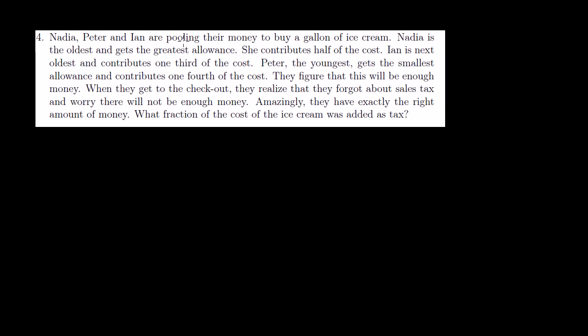Nadia, Peter, and Ian are pooling their money to buy a gallon of ice cream. Nadia is the oldest and gets the greatest allowance. She contributes half the cost. So Nadia is contributing half the cost. So that is Nadia right there. Ian is next oldest and contributes 1/3 of the cost. So Ian contributes 1/3. That is Ian. Peter, the youngest, gets the smallest allowance and contributes 1/4 of the cost. So Peter contributes 1/4 of the cost.